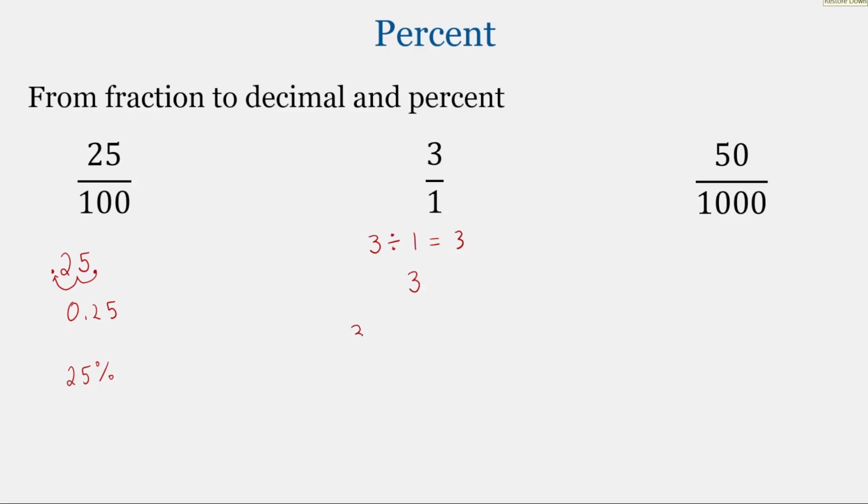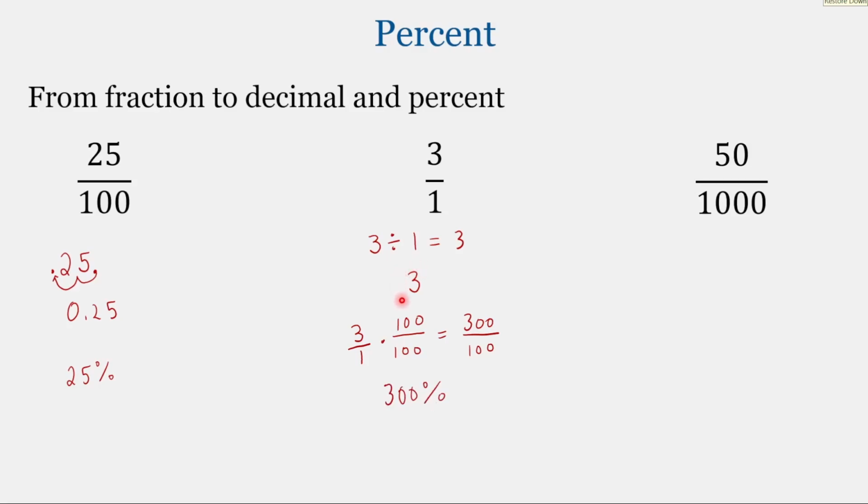Going back to that fraction, we have 3 over 1. For percent, we do want something over 100. So to convert this denominator from a 1 to 100, we're going to multiply by 100. Again, we're doing it as 1 in disguise, so we're multiplying both the numerator and the denominator by 100. This gives us 300 over 100. So we have 300 for every 100. That means this is 300%.